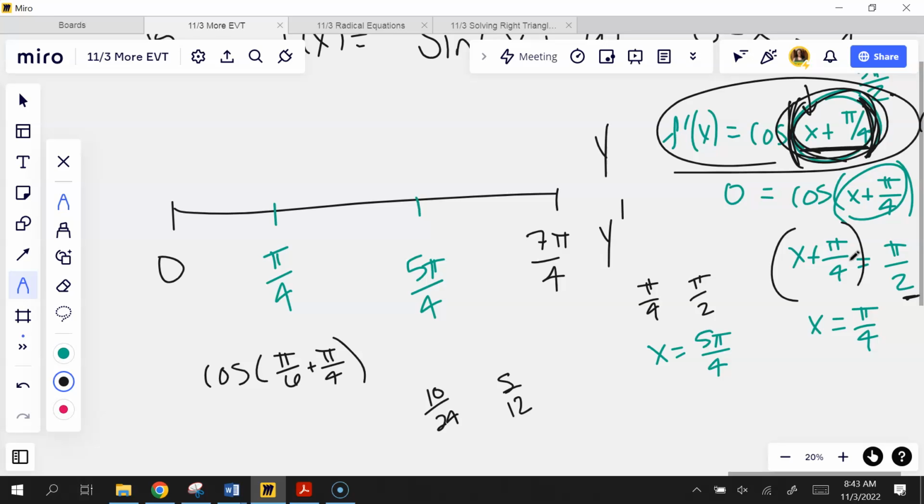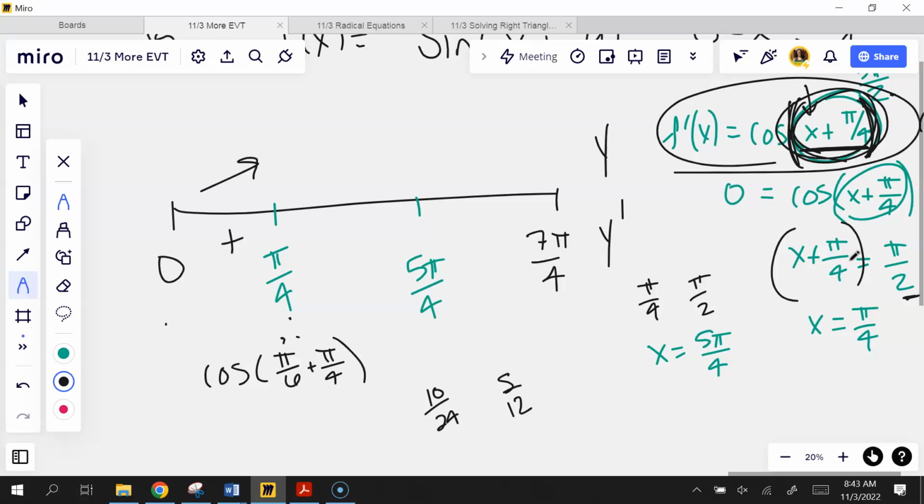Okay, so let me explain it this way. Your derivative is cosine of x plus pi over 4, right? And my x is between 0 and pi over 4. You agree? So between 0 and pi over 4 is from here to here, right? If I move this whole piece here plus another pi over 4, I'm still in the first quadrant, right? So cosine is still positive.